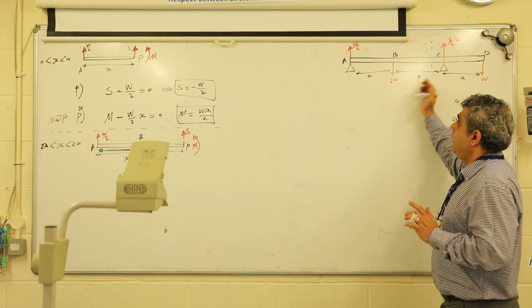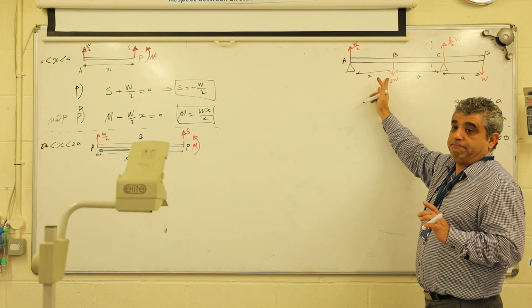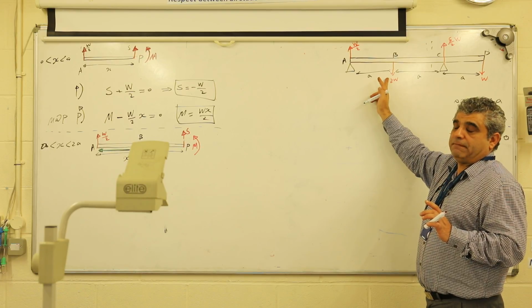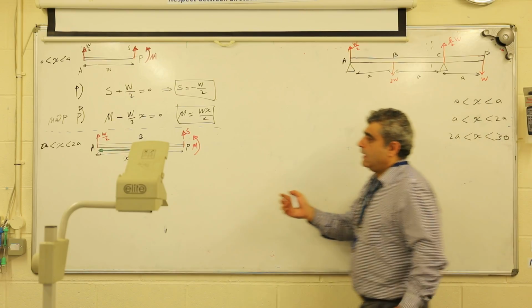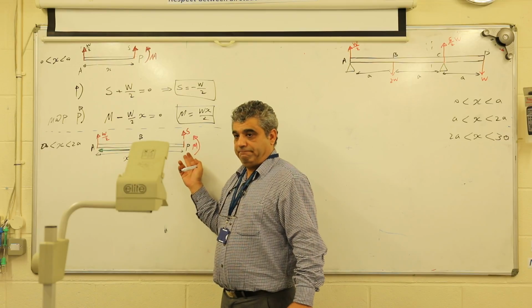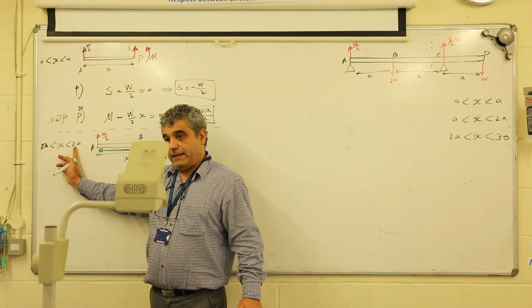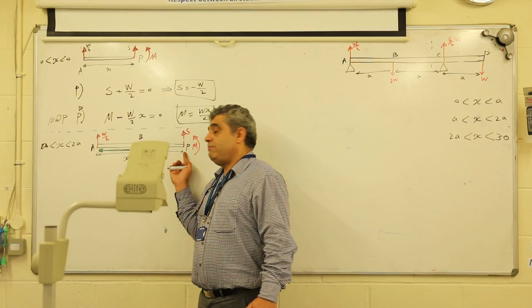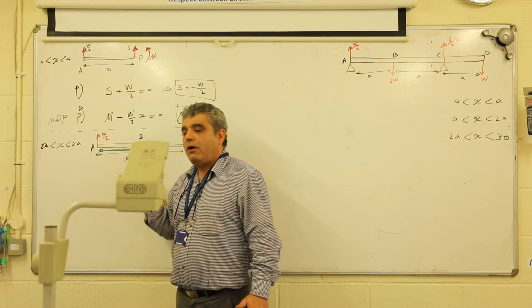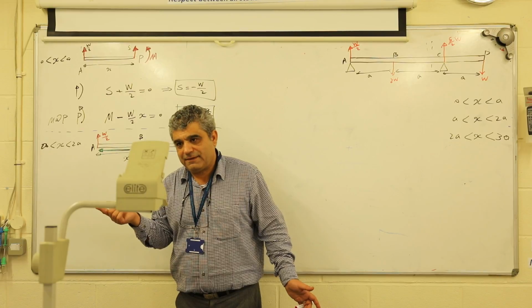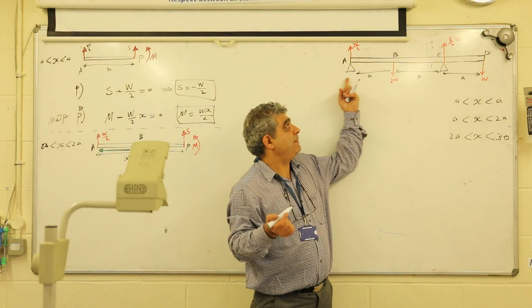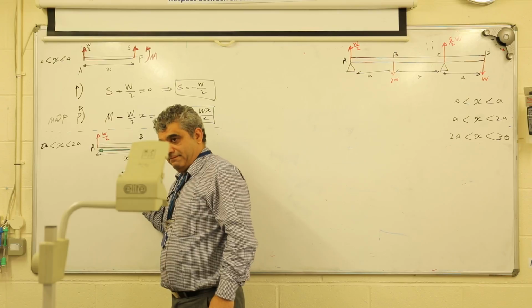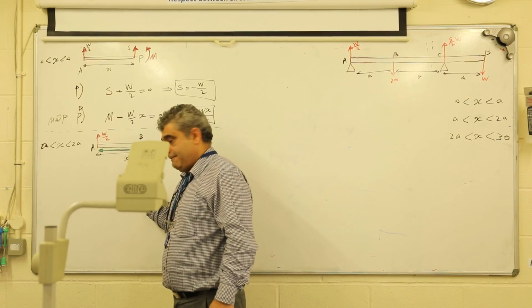I don't know how big X is, but I know from here to here, how big is it? That is A. I already cut it. This is X, which is bigger than A, less than 2A. From A to point P is X. From A to B, how big is it? How big is it from here to there? That's A. It would not be X. I know it's A.